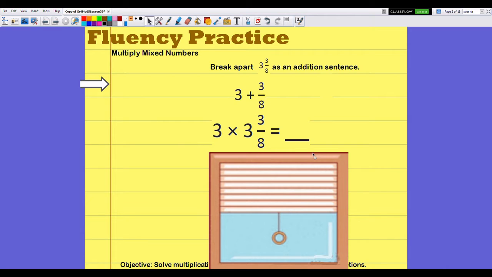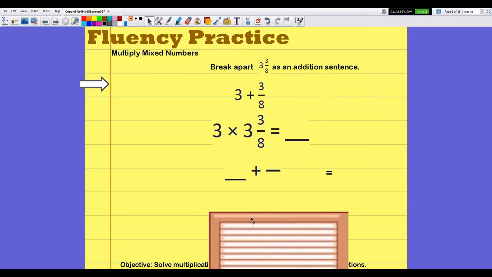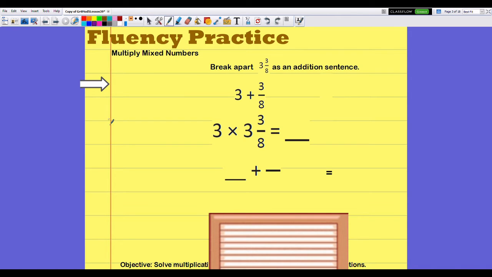And now we need to find the unknown, and that's where we come up to here. So now we're going to start filling in for the unknown. Let's look at our whole numbers first. We're going to first multiply 3 by 3. And our fractions over here, we're going to multiply 3 times 3 again over 8. 3 times 3 we know is 9. And then we're going to multiply numerators. 3 times 3 again is 9. And that's going to leave us with 9/8.